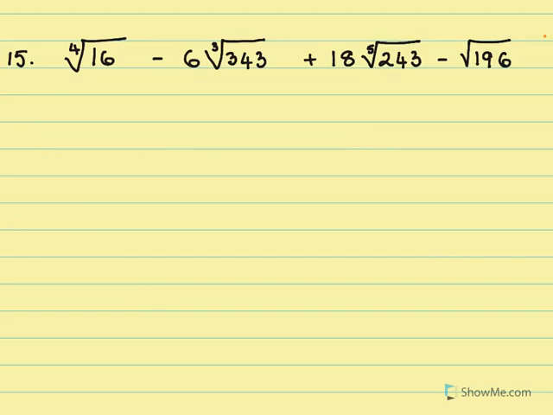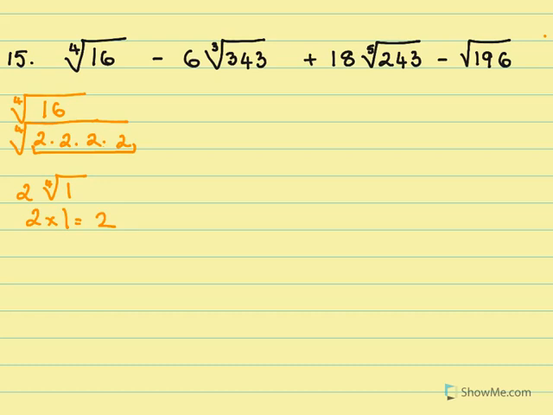Simplify. 4th root of 16 minus 6 into cube root of 343 plus 18 into 5th root of 243 minus square root of 196. So let's take up each one and solve it. Now 4th root of 16. So 4th root for 16, 2, 2, 2 and 2. Now because it is 4th root, I make groups of 4. So it will be 2 outside, 4th root of 1, because nothing remains inside the radical sign. So 2 into 1, which is 2.